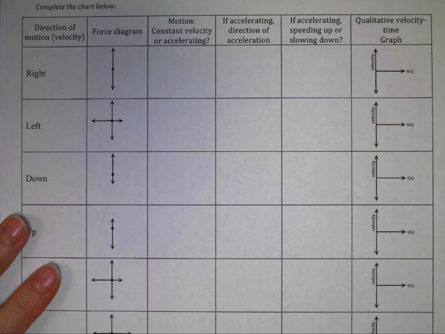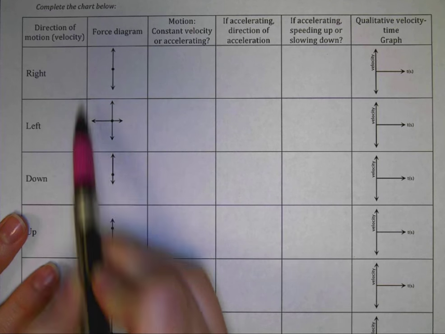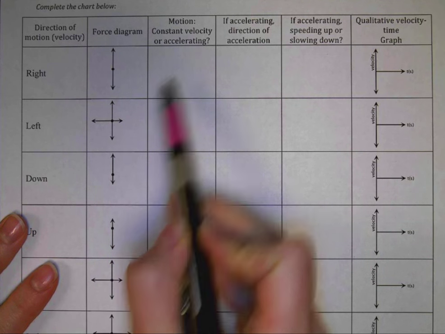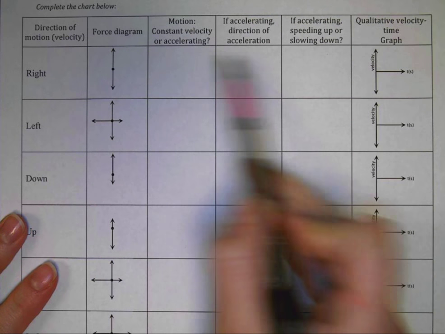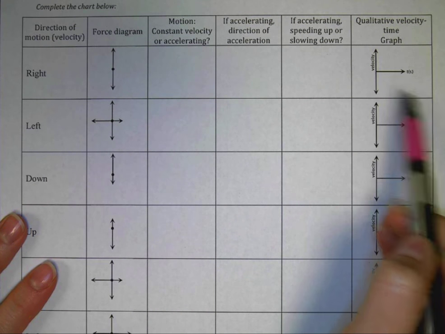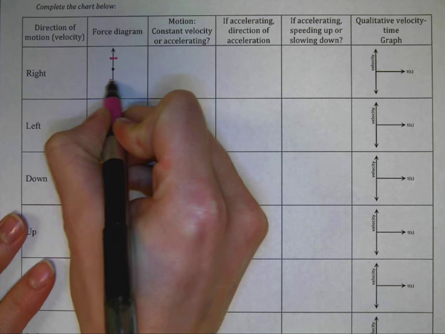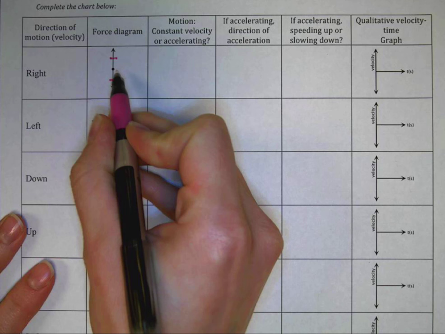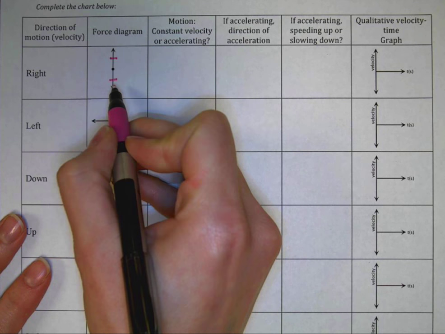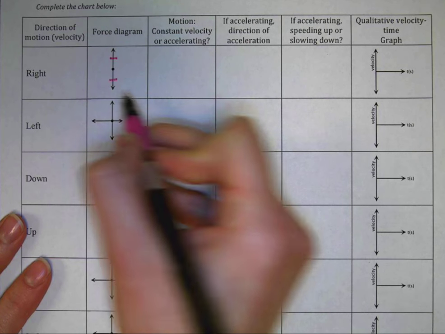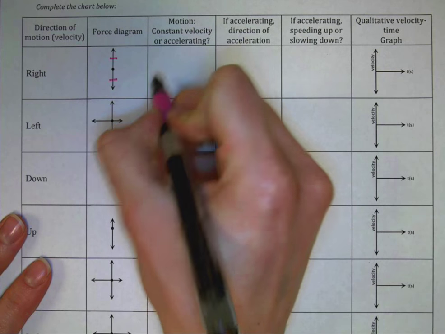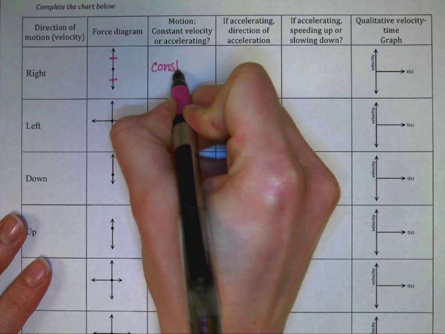Okay, this sheet is just asking us to look at some force diagrams, at least on the front side, answer a few questions about its motion, and draw a qualitative velocity time graph. So looking at the first one, we see that these two forces, they aren't labeled, but up and down are both equal in magnitude and opposite in direction, so those are balanced. That causes this to be a constant velocity.